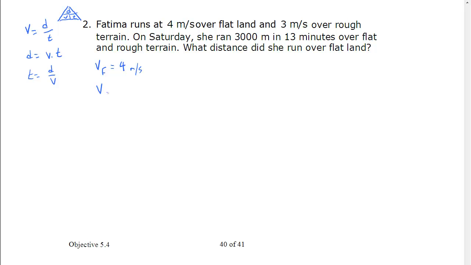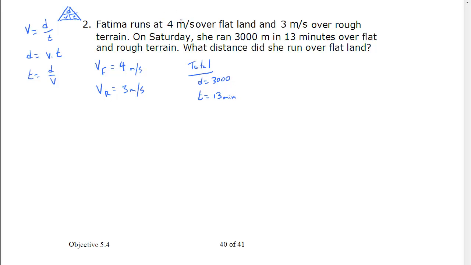The speed over rough land is equal to 3 meters per second. On Saturday, she ran 3,000 meters in 13 minutes over flat and rough terrain. So we'll just say total distance is 3,000, and total time is 13 minutes.